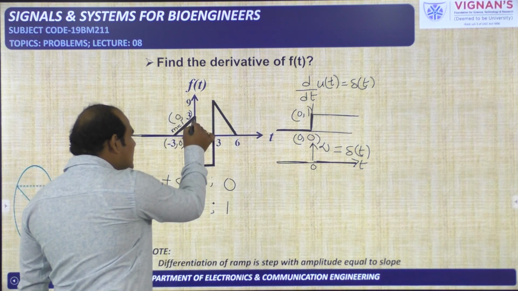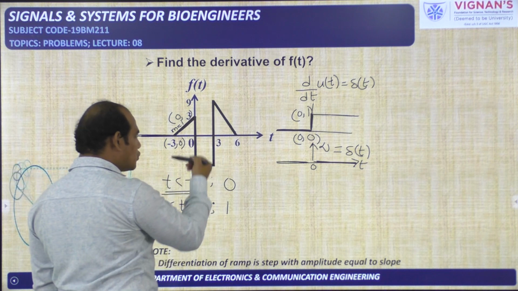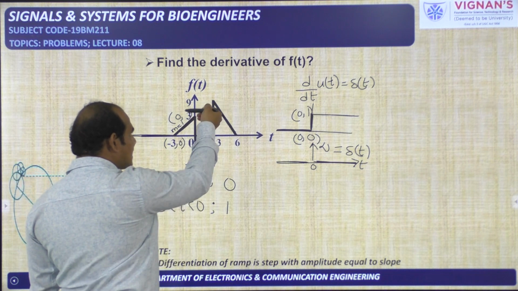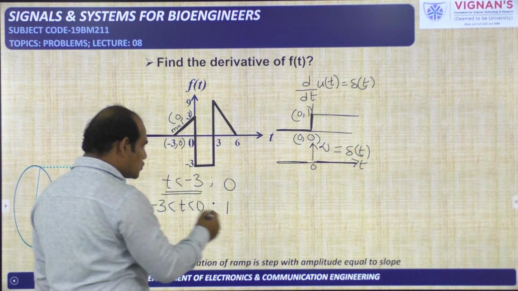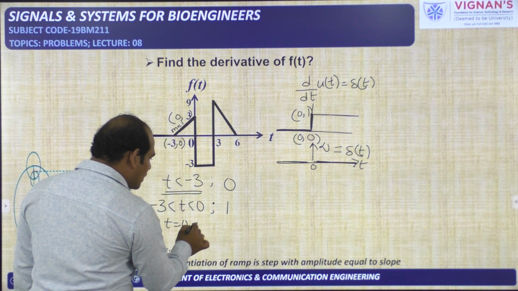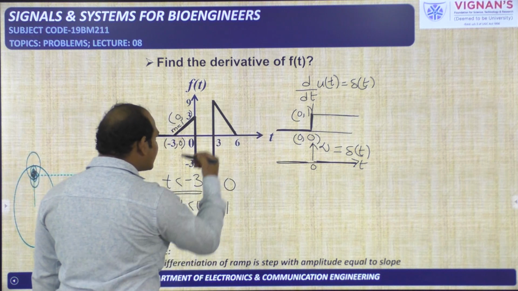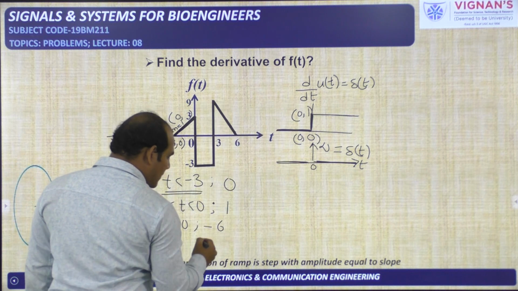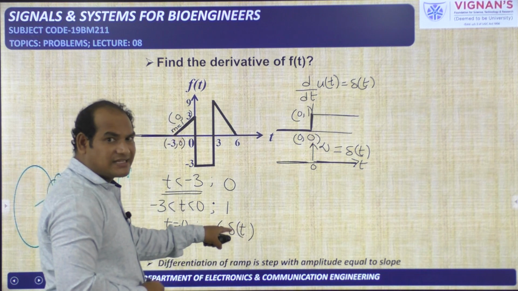Now here it is also a discontinuity, but the amplitude is changing from 3 to minus 3. The final value is minus 3, the initial value is 3, so minus 3 minus 3 means minus 6. Exactly at t equal to 0, the derivative of the discontinuity is an impulse signal with amplitude minus 6, that is minus 6 into del of t. Here I am writing the derivative.